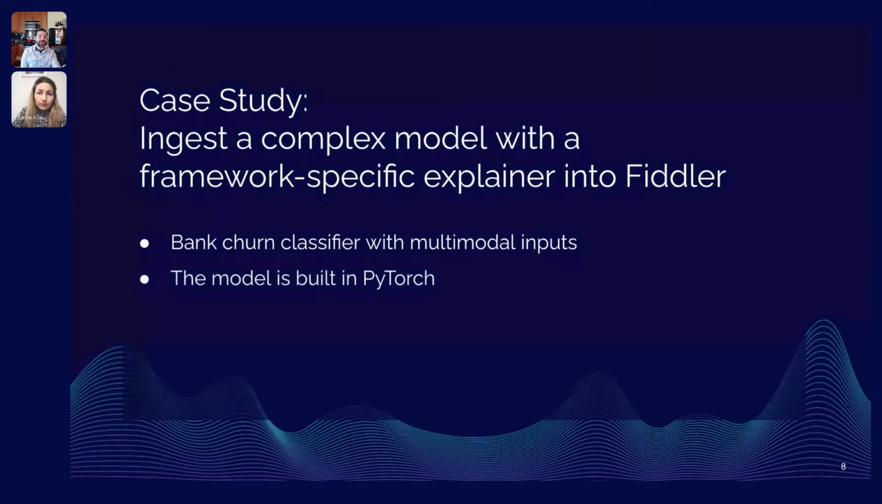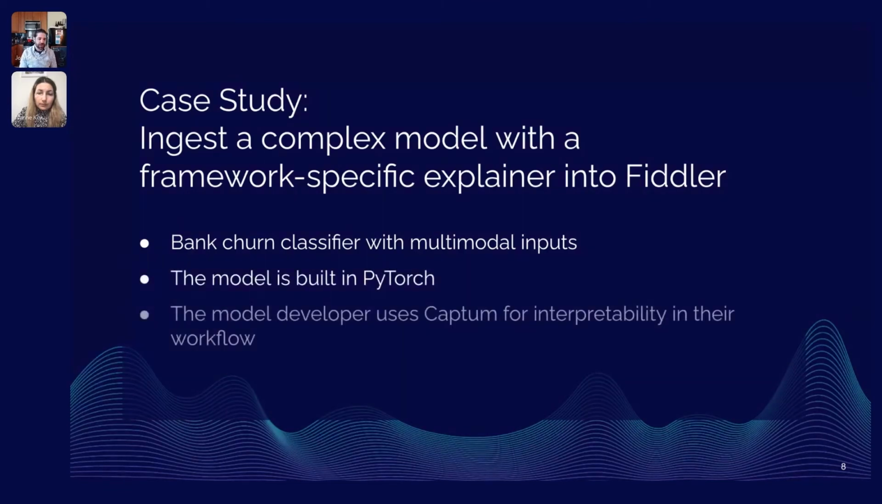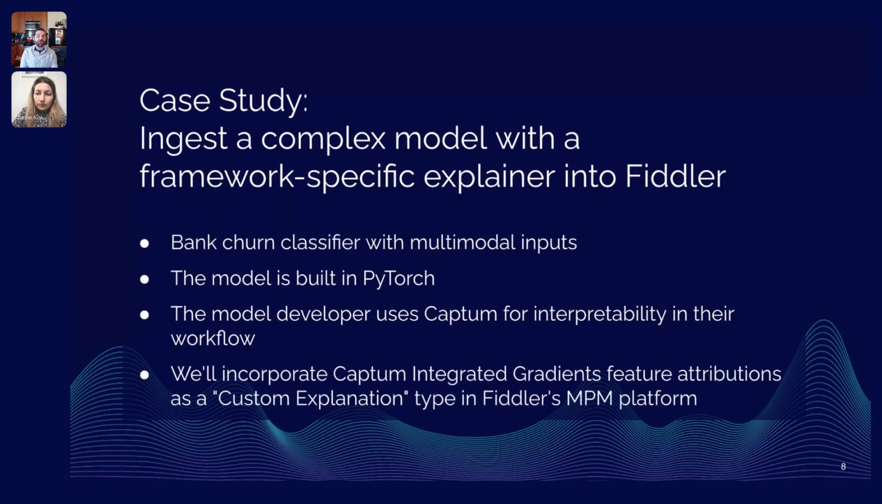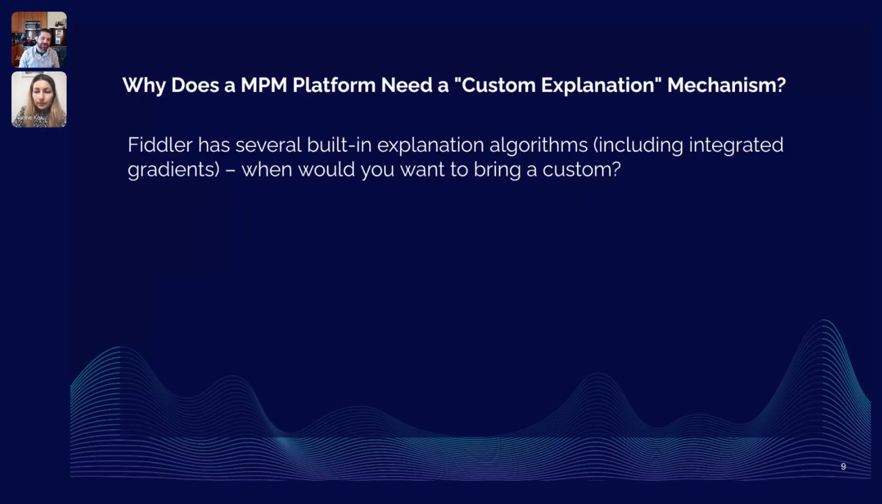So the model in this case is built in PyTorch. And the model developer is going to use Captum for interpretability in their own workflow. And I'll talk in a minute about why they might want to do such a thing. And then we'll incorporate both the model and the Captum integrated gradients feature attributions into Fiddler's NPM platform via this custom explanation mechanism that we've developed. And so you might ask yourself, why does something like Fiddler and NPM need a custom explanation mechanism?